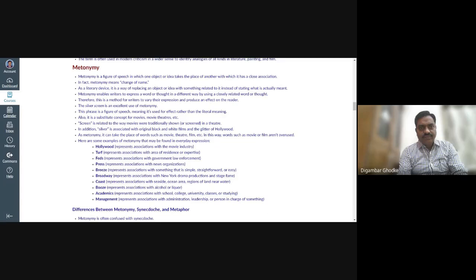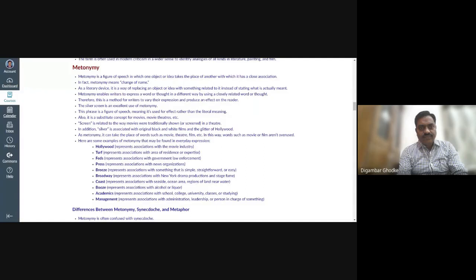You must have come across the supplements of newspaper, Chanderi Dunia. Now, as soon as I say Chanderi Dunia, I'm sure that you understand the meaning of that particular phrase. The silver screen is an excellent example of the use of metonymy. So this phrase, silver screen, is a figure of speech, which means it is used for effect rather than the literal meaning.